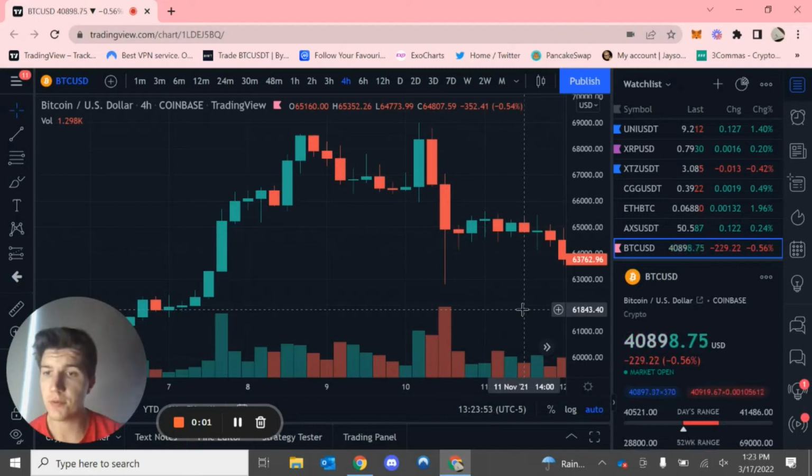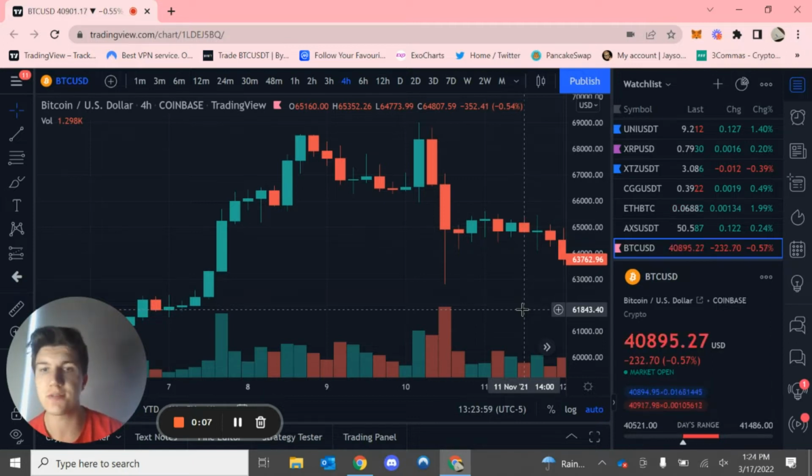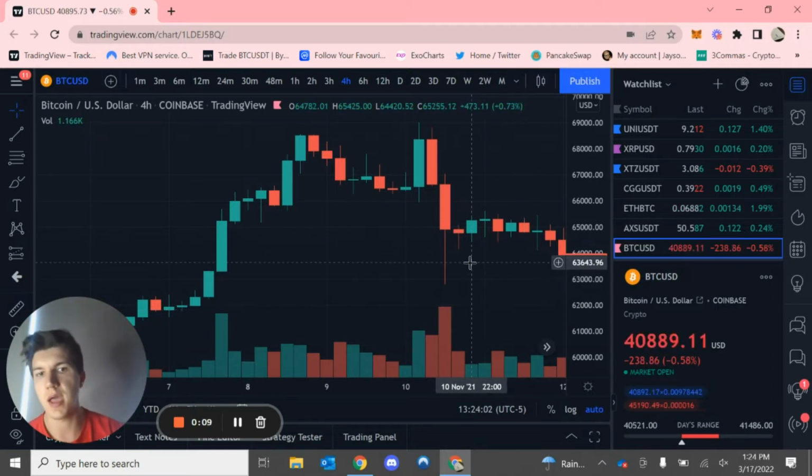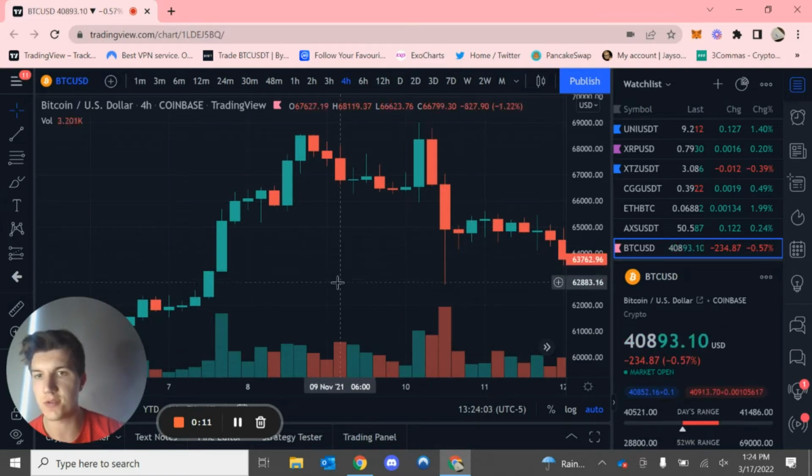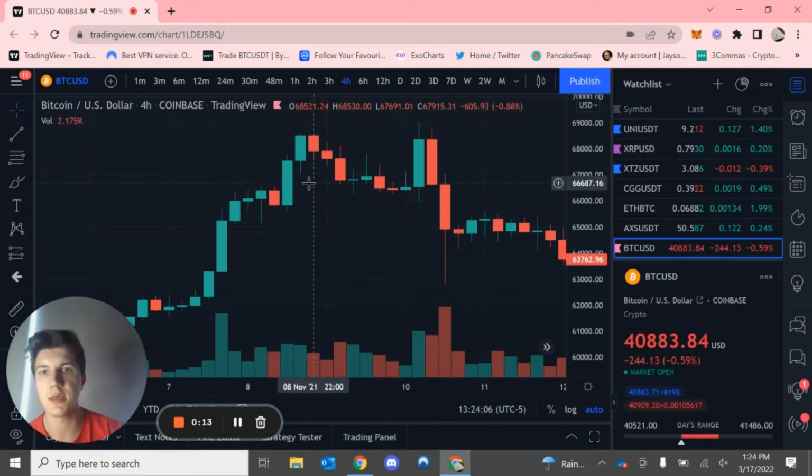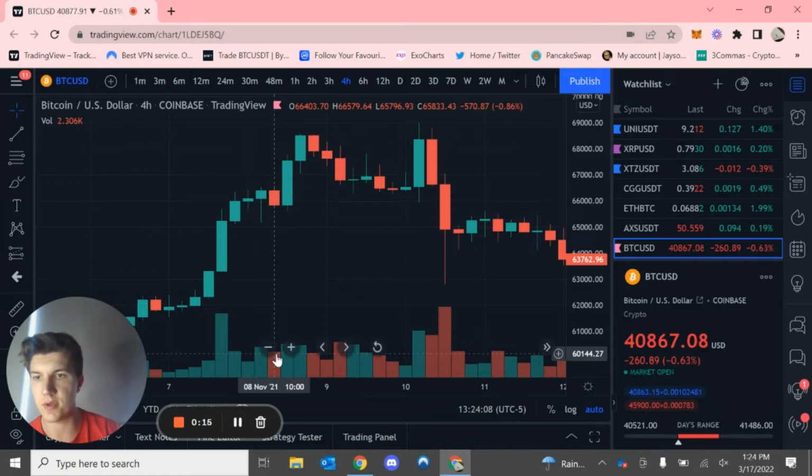Hello everybody, this will be a very basic tutorial on candlesticks, specifically the Japanese candlesticks. I turned off my basics on the chart and just put on green and red candlesticks along with volume.